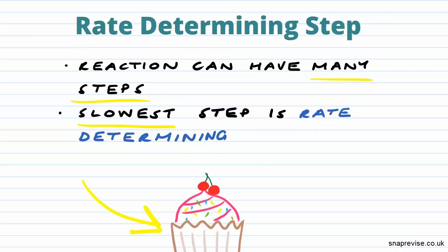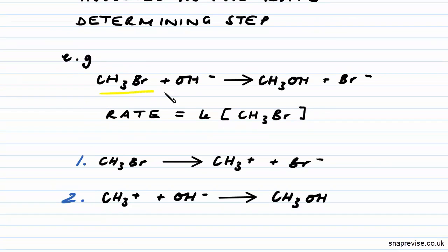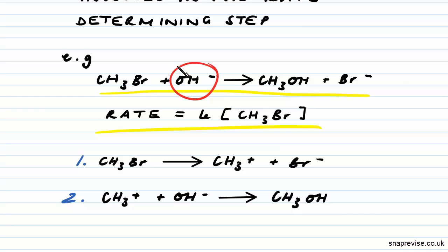So let's look at how we can use the rate equation to predict the reaction mechanism. While some reactants have no influence on rate, we know these are zero order reactants, and only molecules in our rate equation are involved in the rate determining step. So if we look at this equation here, this is the overall equation for the hydrolysis of bromomethane. Now below we have the rate equation, and you can see that the hydroxide ion is not involved in the rate equation, only bromomethane, indicating that only bromomethane is involved in the rate determining step.